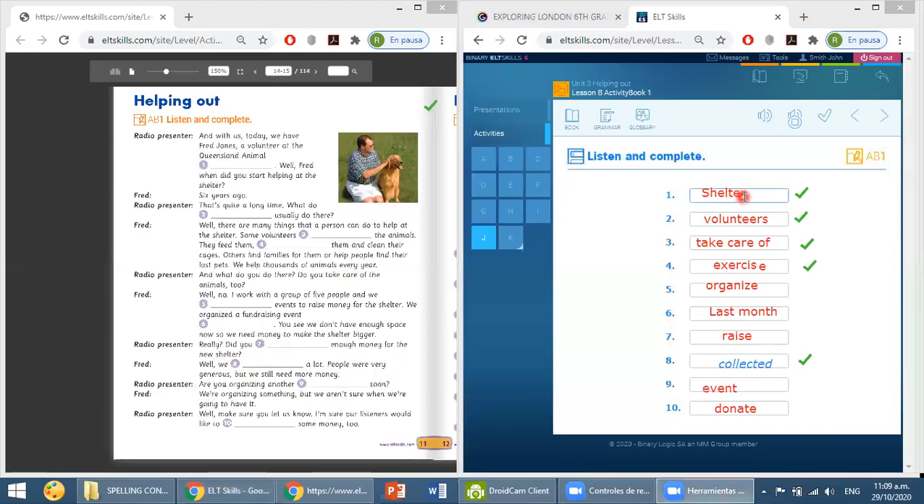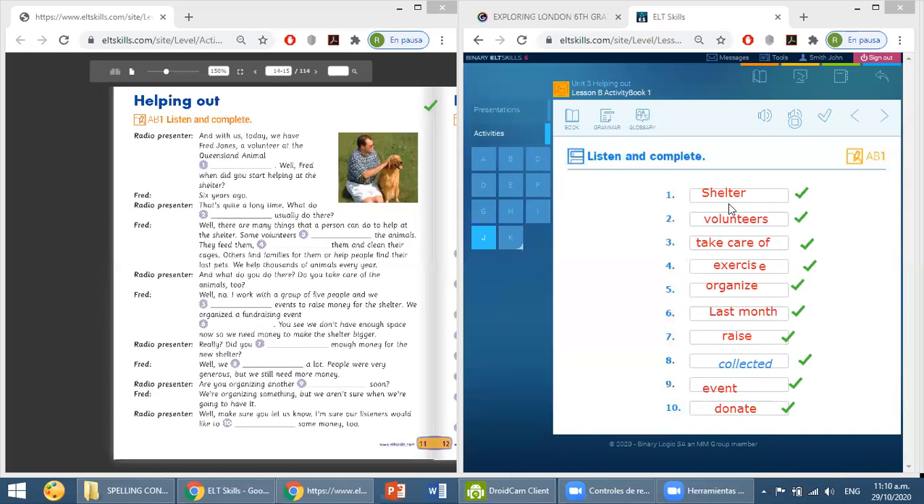Good. These are the words: shelter, volunteers, not the persons. Take care of, exercise them, very good. Organize, yes, they organized. Last month, they had a fundraiser event and they collect money, they raise money. Similar to collect, this word, raise. They collected a lot and they are planning to do another event, no, because they need more money for saving the animals. And to finish, the radio presenter says that the listeners would like to donate some money too, because they love animals.